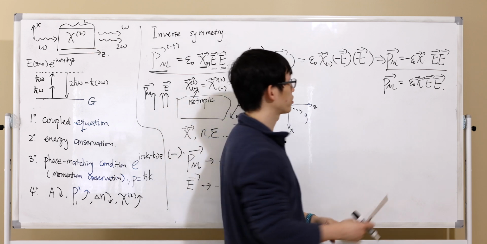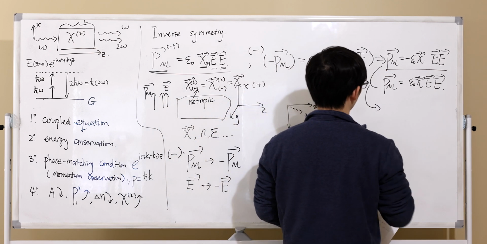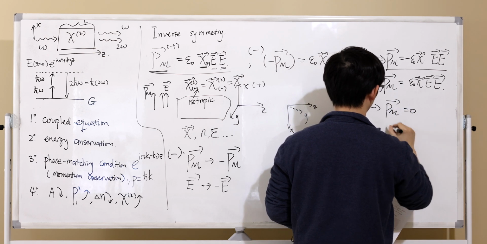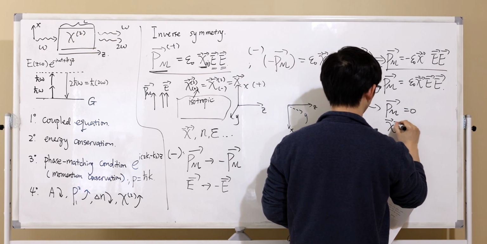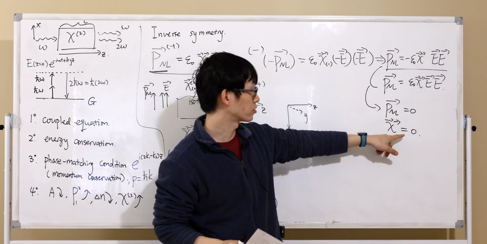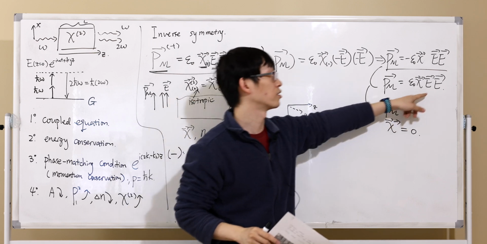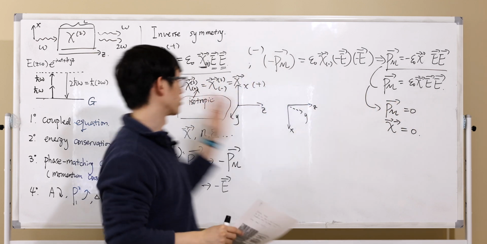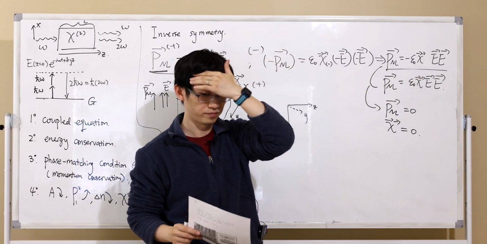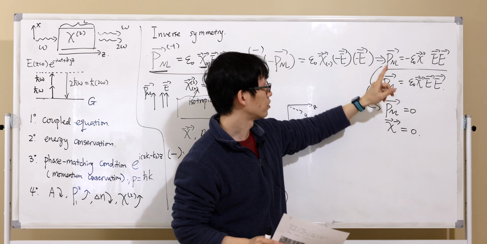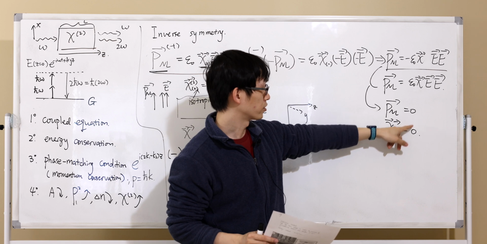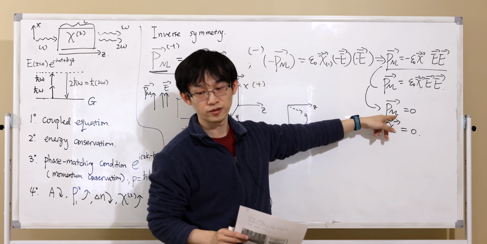So these two combined give you 0, and then chi has to be 0. The only way you can make nonlinear polarization 0 is if chi is 0, because you can always have a non-zero electric field. You can input an electric field, so you cannot guarantee the electric field is 0. So the only way to have the left-hand side and right-hand side both equal to 0 is if chi is 0. That means your nonlinear polarization is 0.